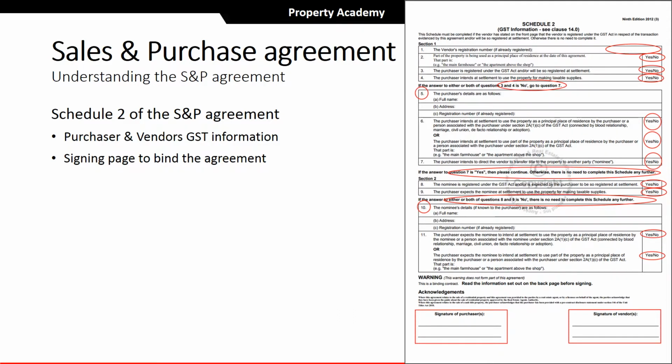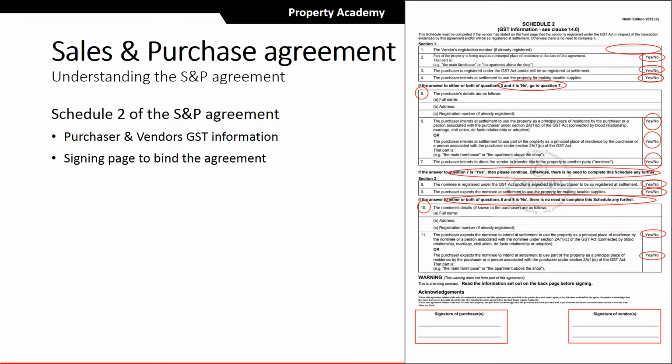Number 11, the purchaser expects the nominee to use the property as a principal place of residence by the nominee or a person associated with the nominee under the section of the GST Act, connected by blood relationship, marriage, civil union, de facto relationship, or adoption. And again, basically what that means is the nominated party, let's read the second one first as well, or the purchaser expects the nominee to intend at settlement to use part of the property as a principal place of residence by the purchaser or person associated with the purchaser under the section of the GST Act.